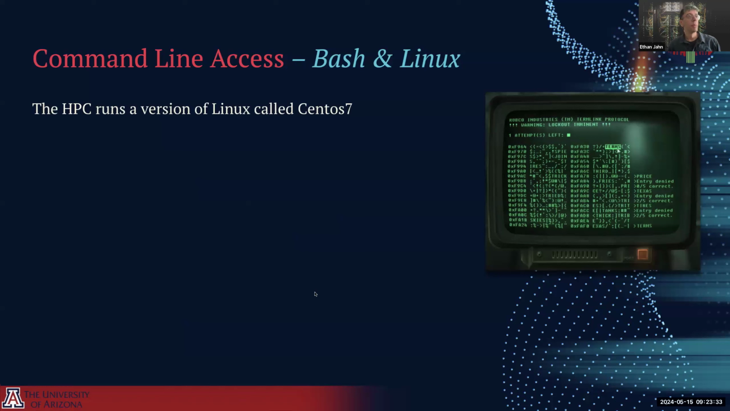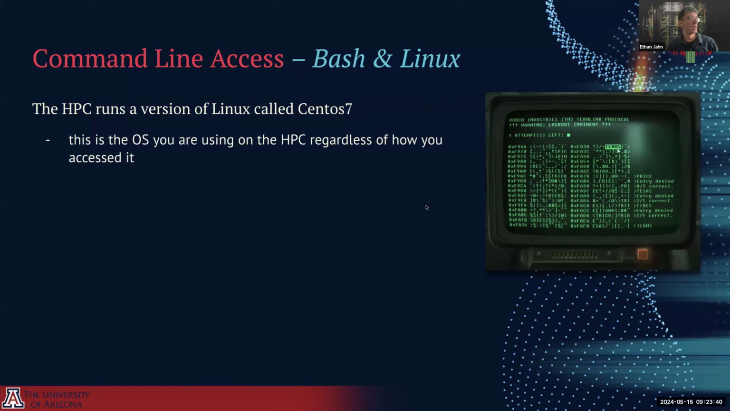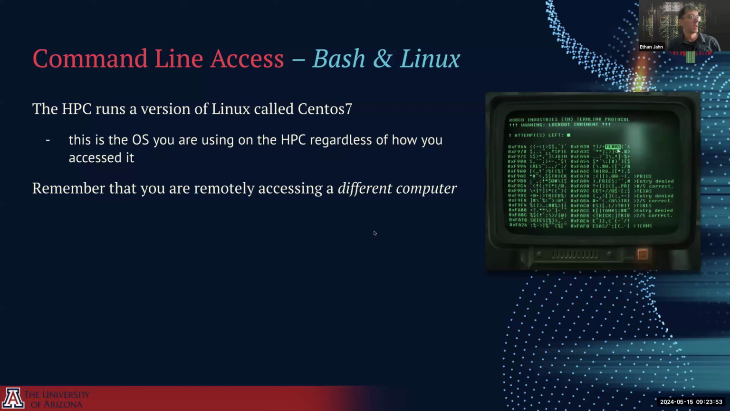So Bash and Linux, it's important to talk about this real quick. The HPC runs a version of Linux called CentOS 7. This is the operating system you're using on the HPC, regardless of how you access it. So if I'm using a Windows laptop, once I'm on the HPC, I'm no longer on Windows, I'm on a Linux machine because the HPC is running Linux. And remember that you're remotely accessing a different computer. So just because a file exists on your local computer doesn't necessarily mean that it will exist on the HPC. You'll have to go through a transfer method, as we'll talk about later.